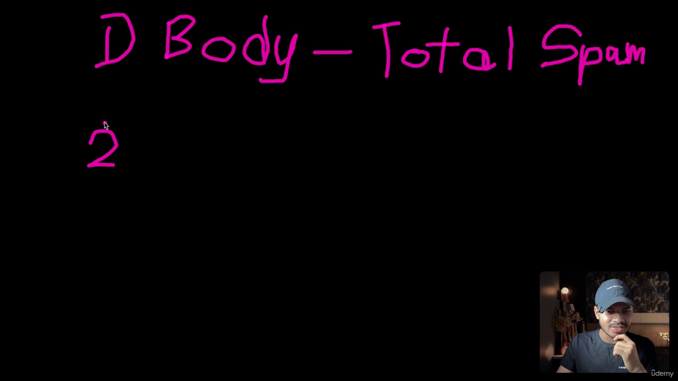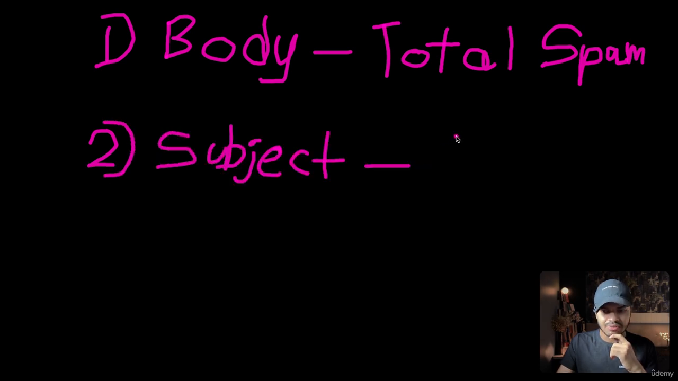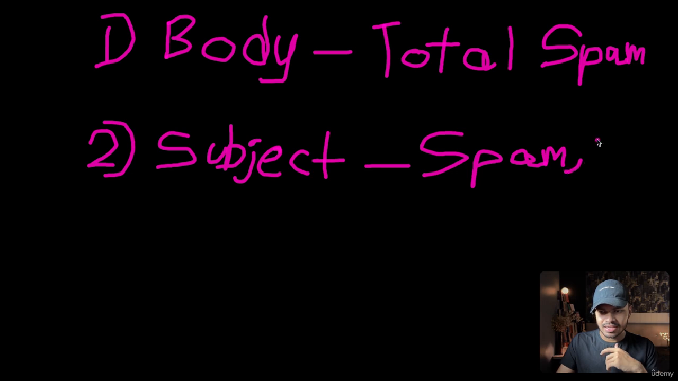The second category is the subject line. Again it will detect spam words, and it will also tell the length of our subject line. It should be between 5 to 50 words. It is totally customizable to you. I'm just giving you an example. So it should be between 5 to 50 words only.